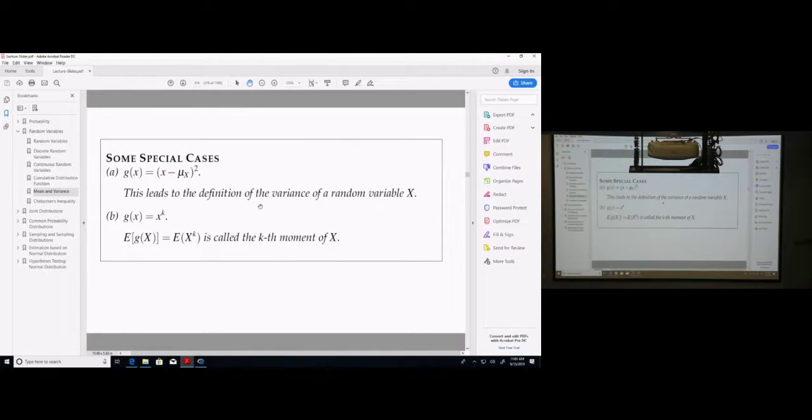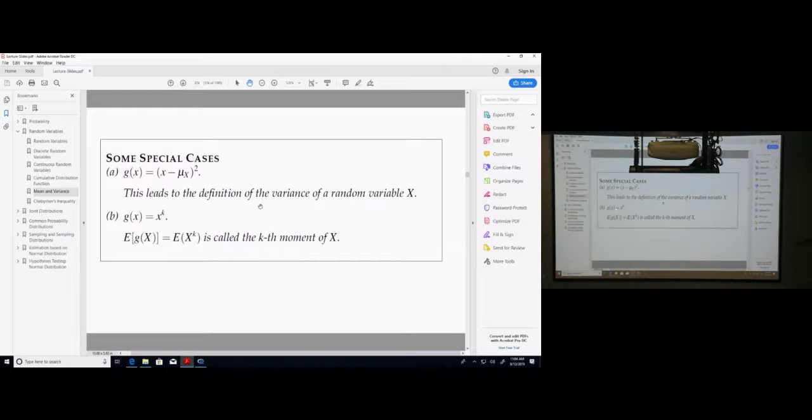Okay. Now we are going to introduce a very special transformation. G of x is x minus the center of gravity of the random variable, squared. So you can think of this as the square deviations of the random variable from its own center of gravity. So this is the square of the deviations.